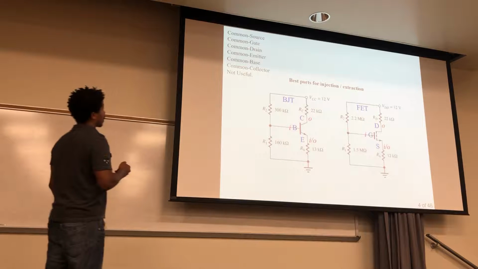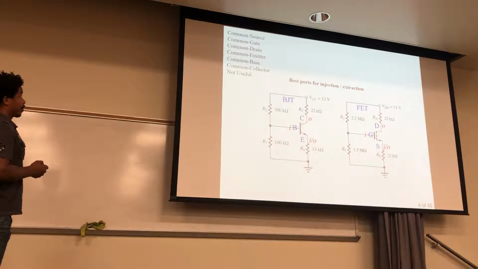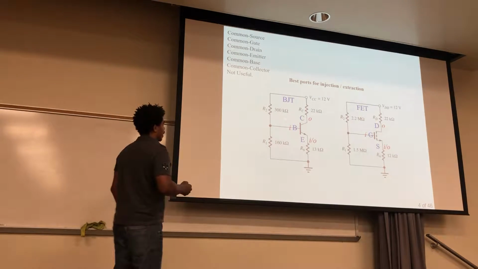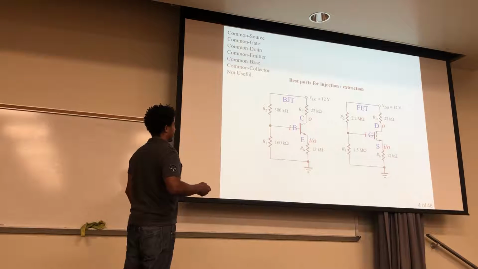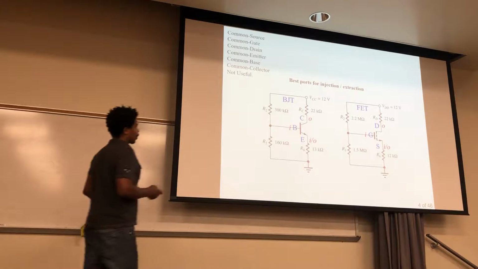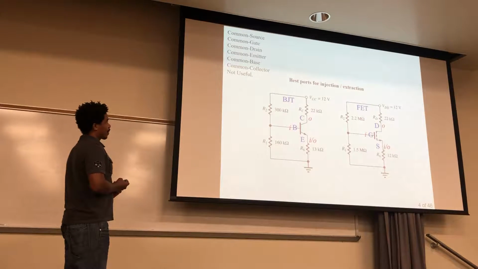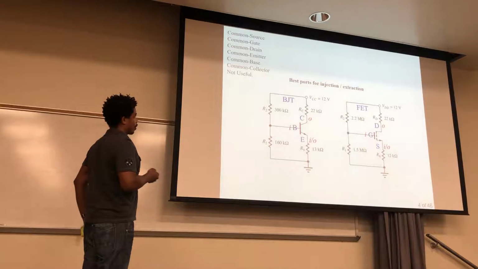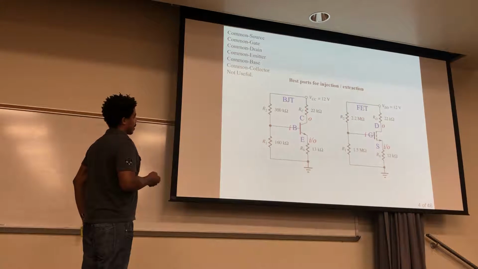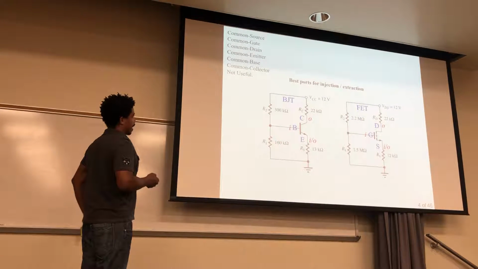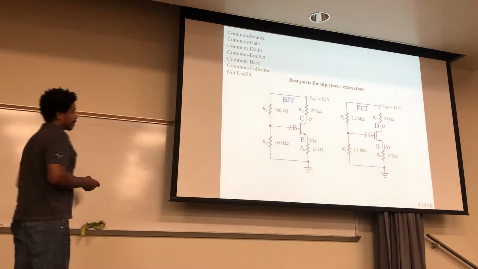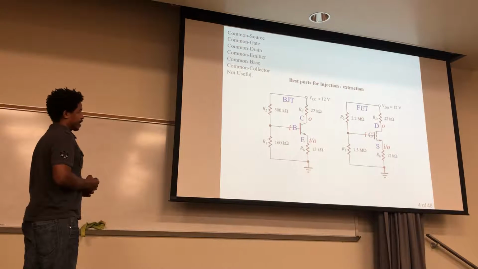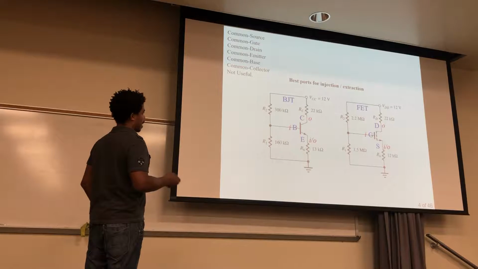What is defined as a common source, common gate, common drain, common emitter, common base, common collector, and things that are just not useful. So here's the BJT and the FET. What we found out from a previous lecture was that the base and the gate are really good for inputs, and the collector and drain are good for outputs, and the emitter and the source can be either or. Keep that in mind, because we're going to go through a few of these circuits.